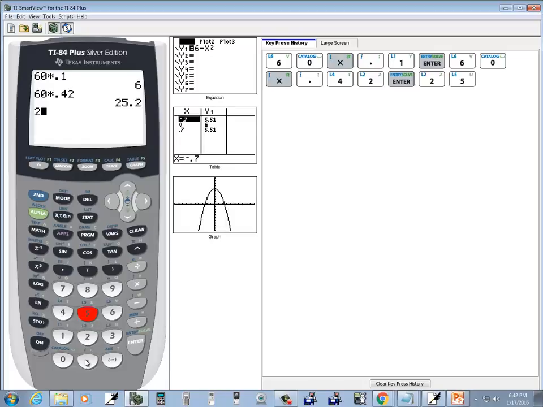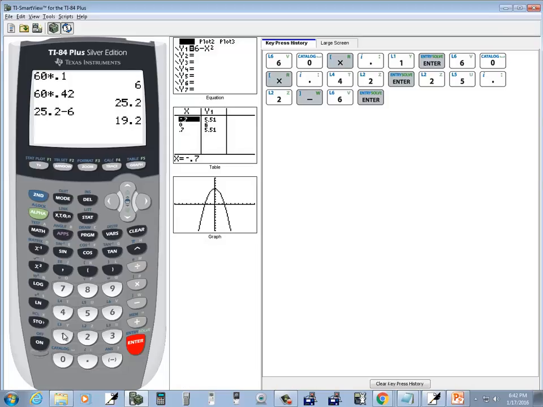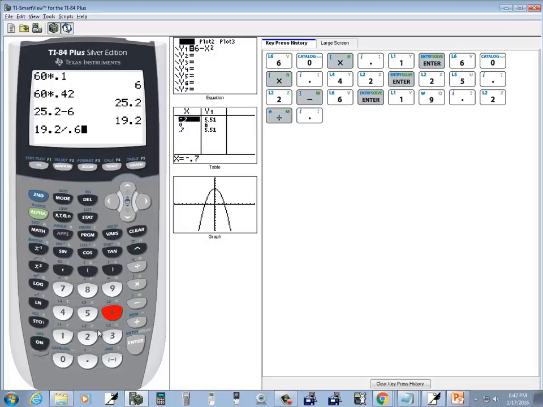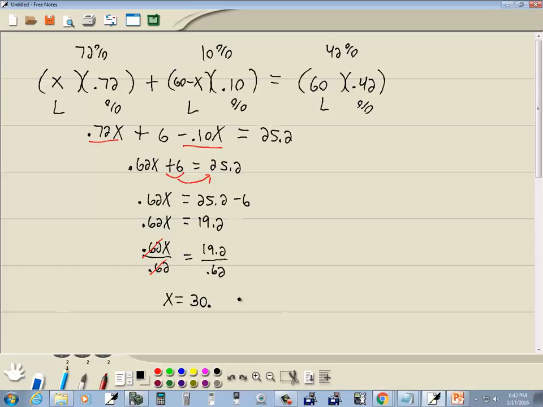So let's see, 25.2 minus 6 gives us 19.2. And then divide both sides by the number in front of your x, so divide both sides by 0.62. This gives us x, as the 0.62 is going to cancel. And we've got 19.2 divided by 0.62. Rounded to 2 decimal places, we get 30.97. And that would be our answer.